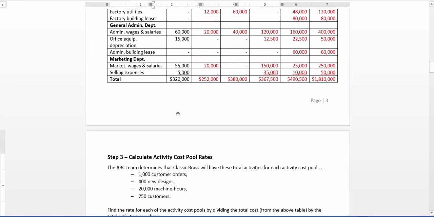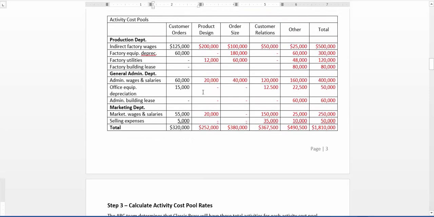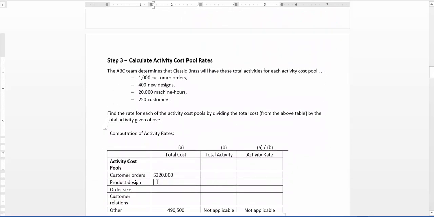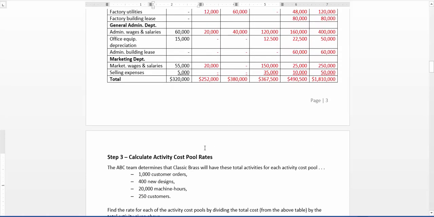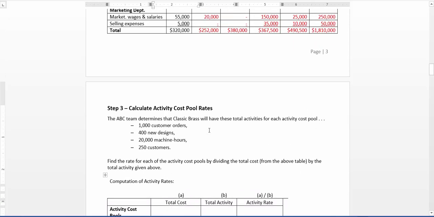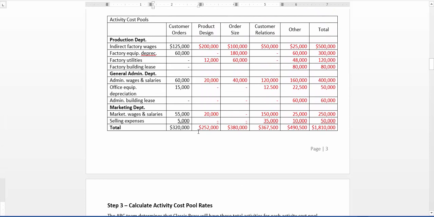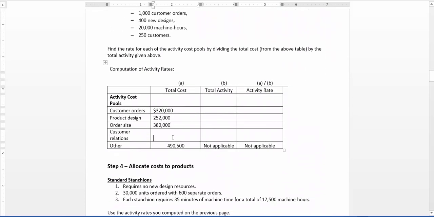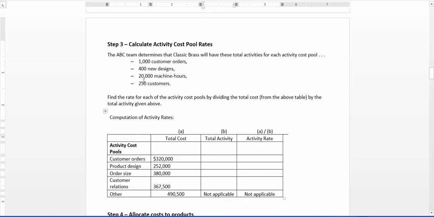We have 252,000 for product design. Our order size total is 380,000. And our customer relations is 367.5. Okay, so now we have all of our total costs. The next thing we're going to do is put our total activity. Now, they give us the total activity here, so we're just going to transfer those numbers over.